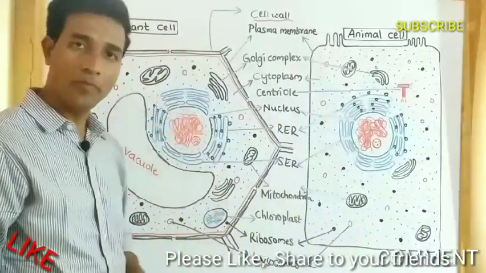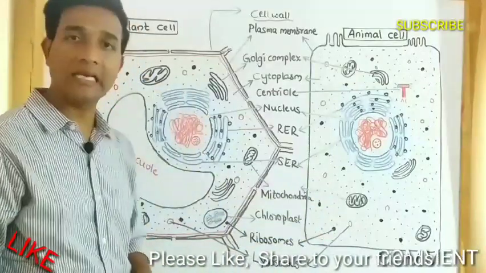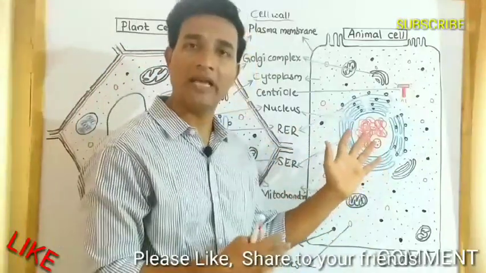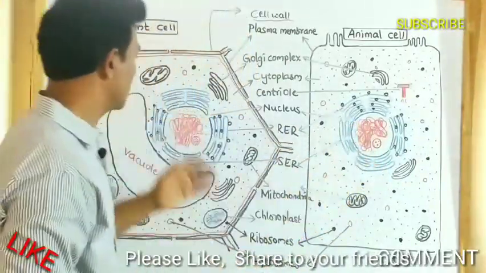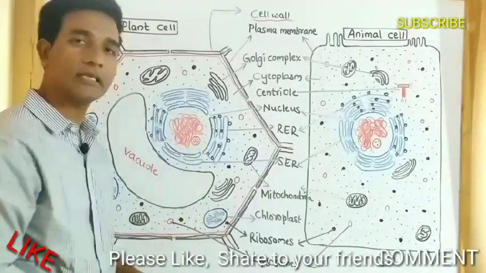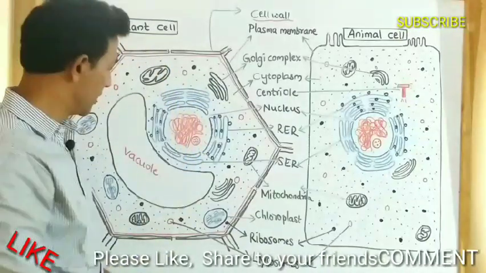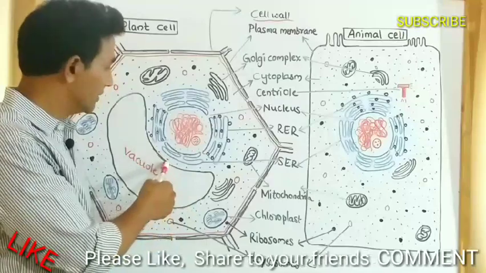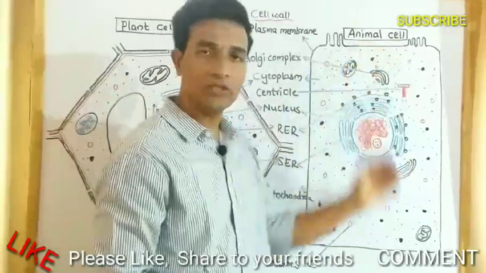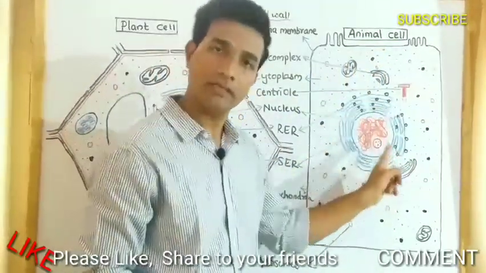And one more big difference of the plant cell with the animal cell is plant cell have fixed shape, but animal cell shape varies, they change. Then coming to nucleus, the nucleus is not present exactly at the center in the plant cell because of a big vacuole. It is slightly away from the center. In the animal cell, the nucleus is present in the center of the cell.